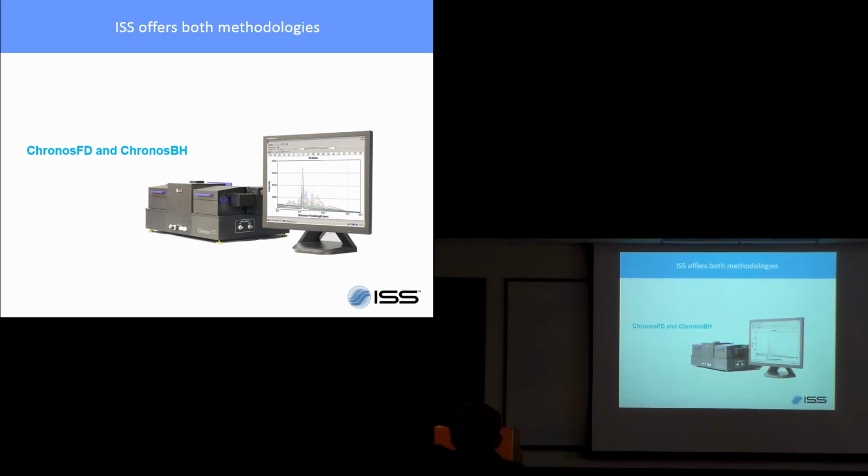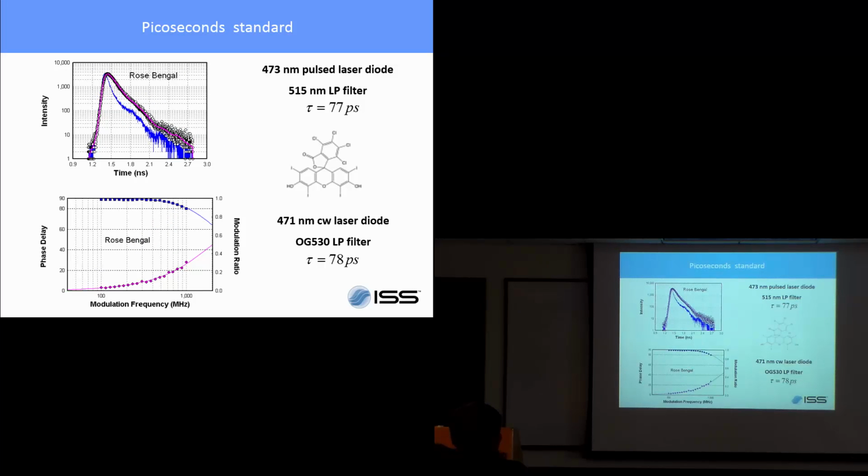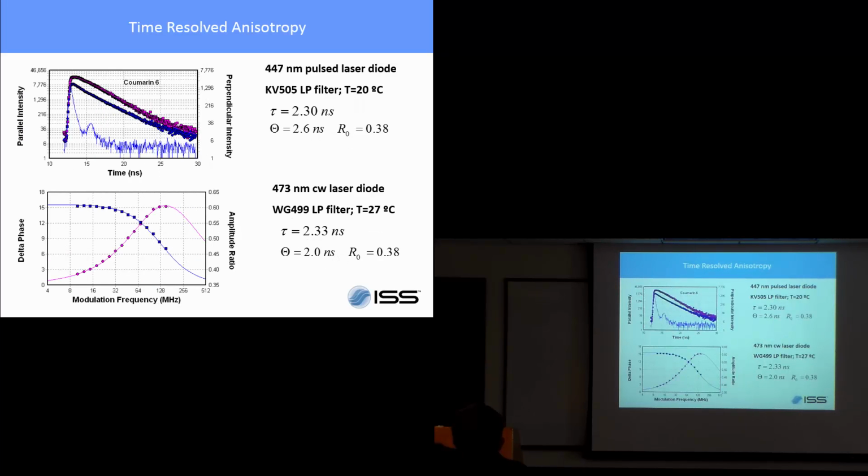So this is what you will be using next week, and these are some examples of decay time measurements. Time domain, 3 nanoseconds, 3.1 nanoseconds. The wavelength is slightly different, so maybe that's why there is this slight difference in the decay time. This gives you an idea of how short you can measure, about 80 picoseconds, 77, 78. Frequency domain, time domain, the same compounds.